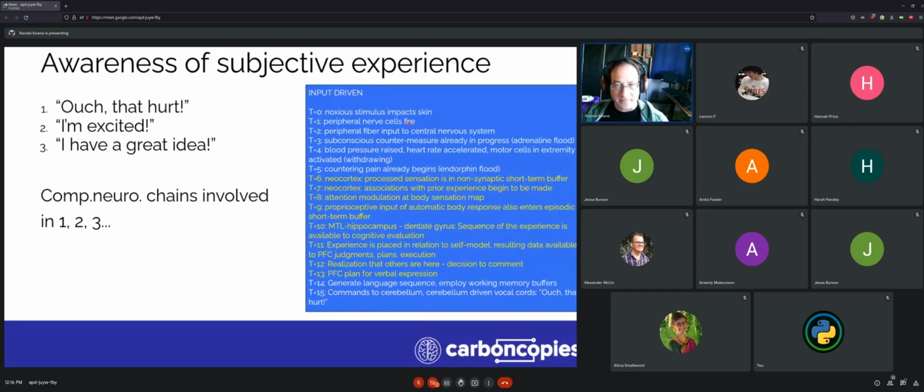Peripheral nerve cells fire. Those peripheral fibers send input to the central nervous system. Then subconscious countermeasures are already in progress. For example, a flood of adrenaline. That causes your blood pressure to rise. I mean, actually the heart rate accelerates first, then your blood pressure rises.